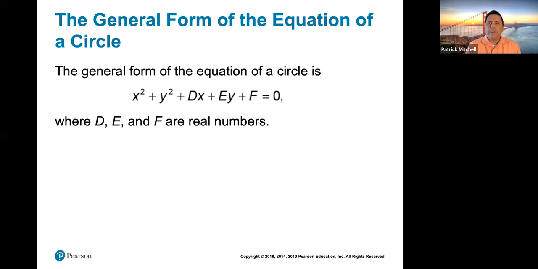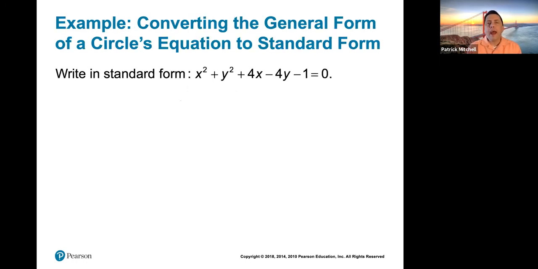The general form of the equation of a circle is x squared plus y squared plus Dx plus Ey plus F equals 0, where D, E, and F are real numbers. So this is just a different form to write the equation in. And to convert these equations into standard form, I'm going to show you how that works.